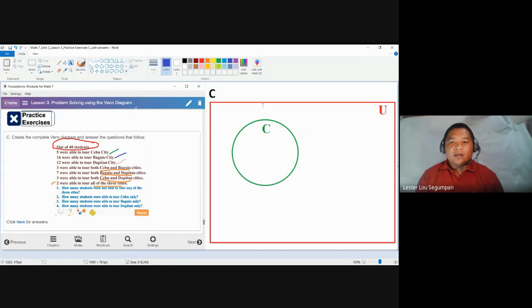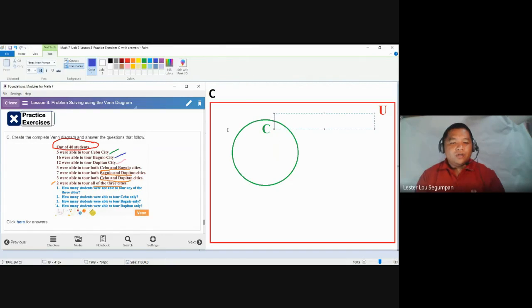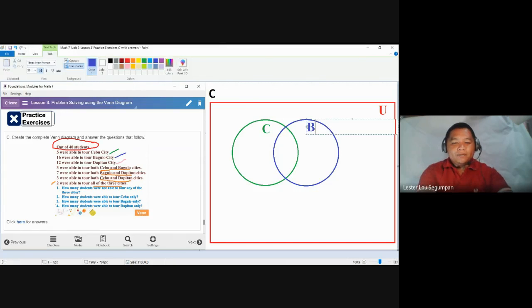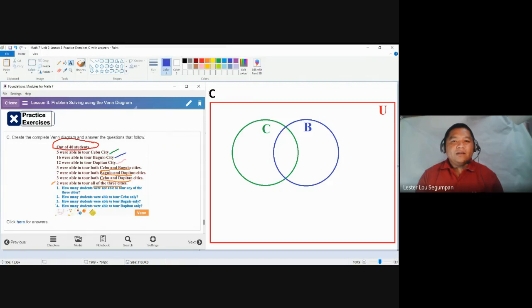In short, the circular figure for Baguio must be connected with that of Cebu. Let me just adjust it for a while. Yan. That they are connected. Now let's label it with B. Okay. Next, Baguio and Dapitan are also connected. So make sure that the circular figures of Baguio and Dapitan must also be connected.